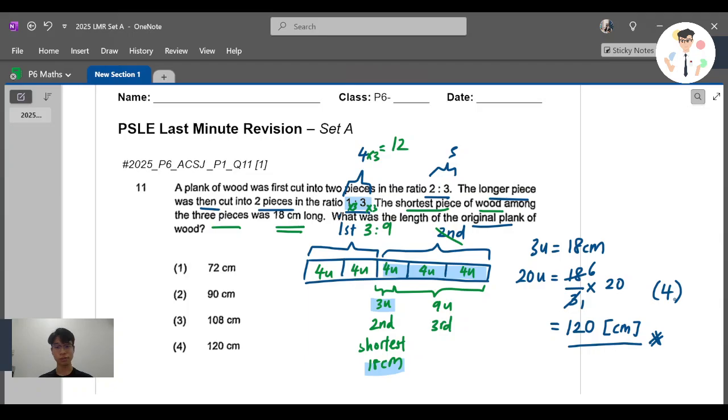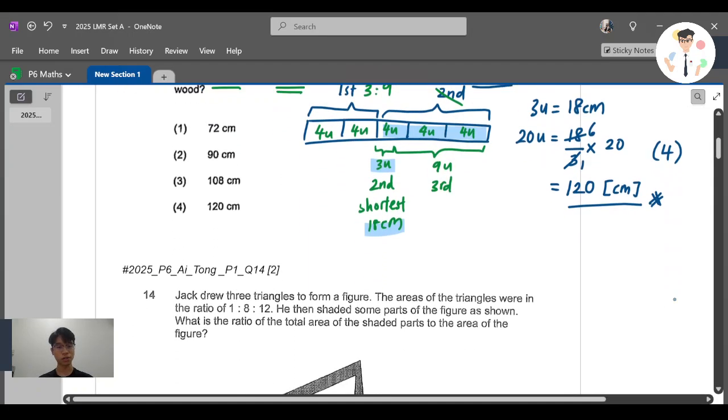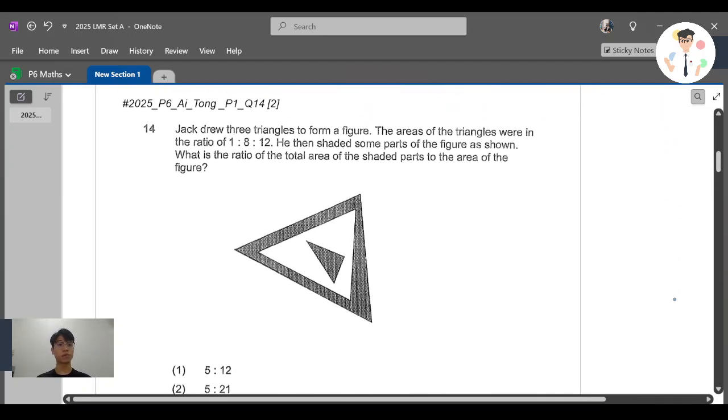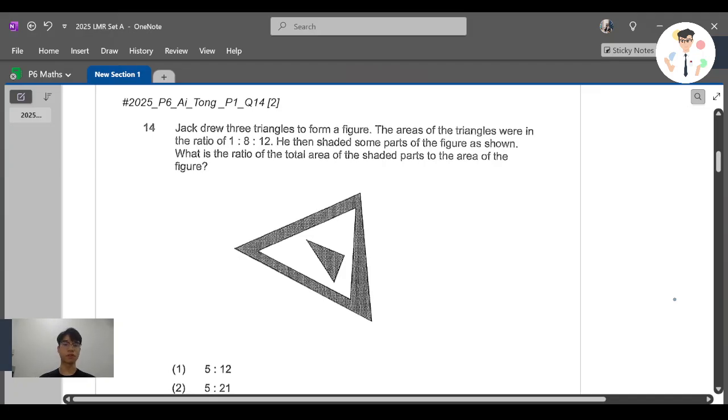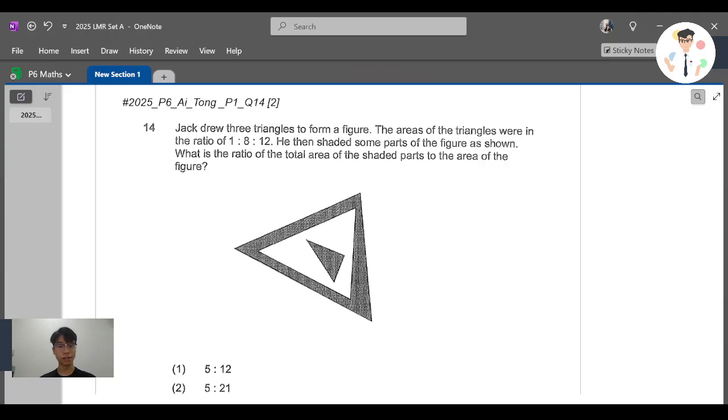Sorry, a bit sick. Let's move on to the next question. The next question that I would like to share with you is from Aitong, paper 1, question 40. Here it says that Jack drew 3 triangles to form a figure. As you can see, the first, the second, and the third. Here it says that the areas of the triangles were in the ratio of 1 to 8 to 12, meaning this small one is 1, this big one is 8, the biggest one is 12. He then shaded some parts of the figure as shown. What is the ratio of the total area of the shaded part to the area of the figure?